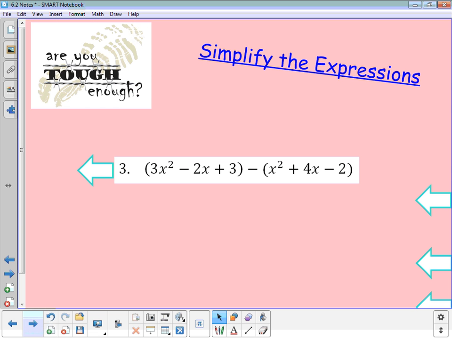Let's take a look at number 3. We want to simplify the expression. In number 3, I have 3x squared minus 2x plus 3 minus x squared plus 4x minus 2.